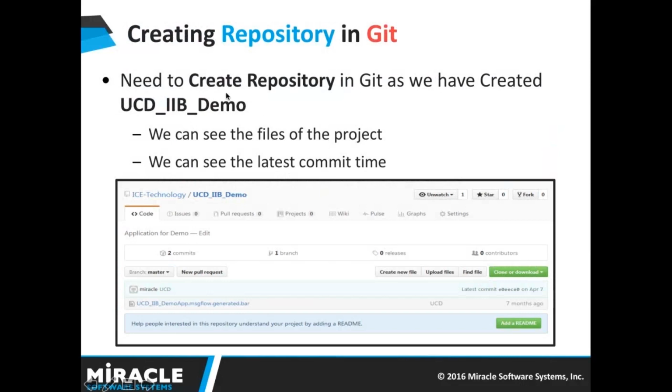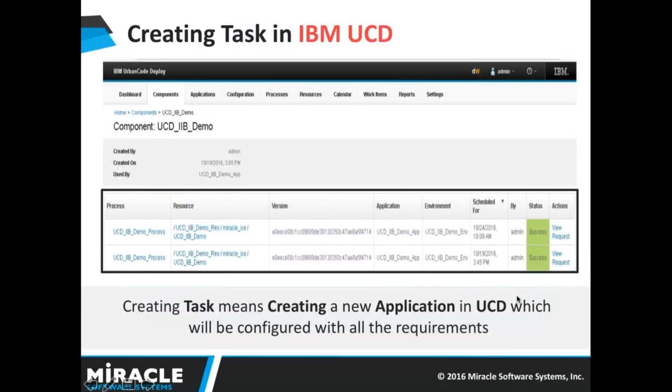Creating a repository in Git. Here I have created the Git repository named UCD IIB demo. Here we will see the files and the latest commit time also. Moving to the next, creating a task in IBM UCD. Creating a task means creating a new application in UCD which will be configured with all the requirements.